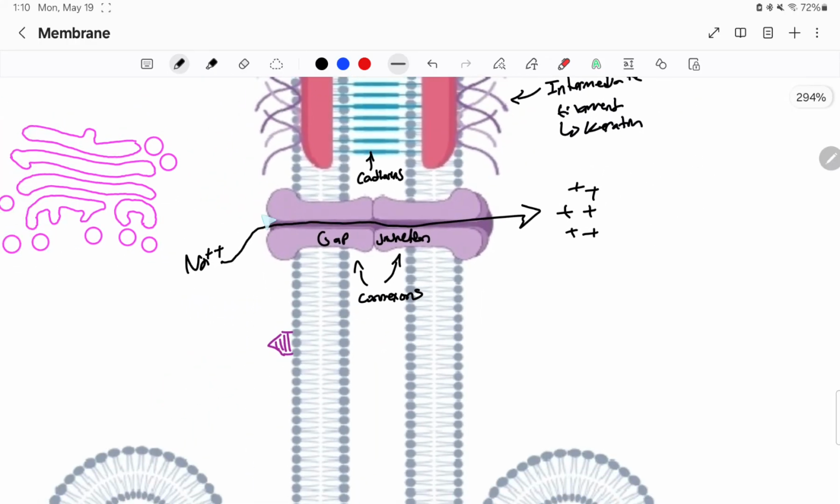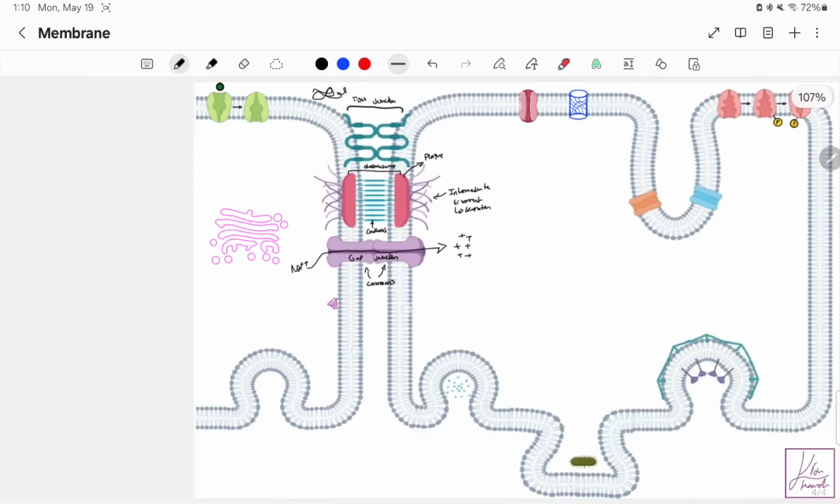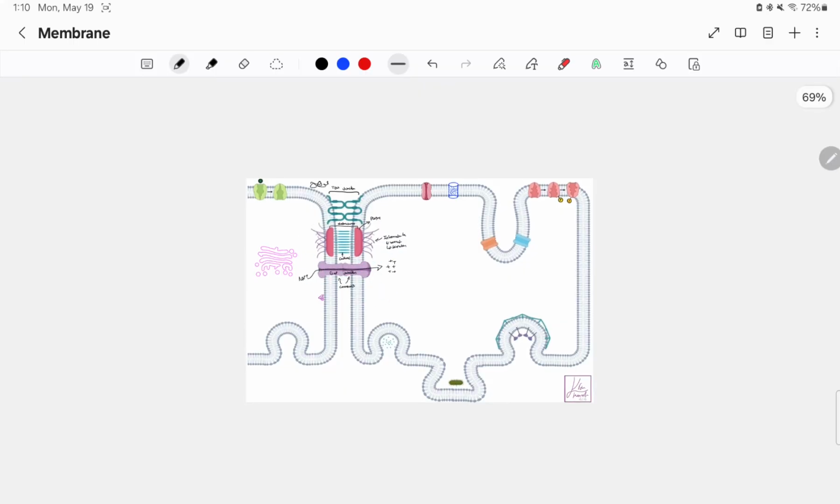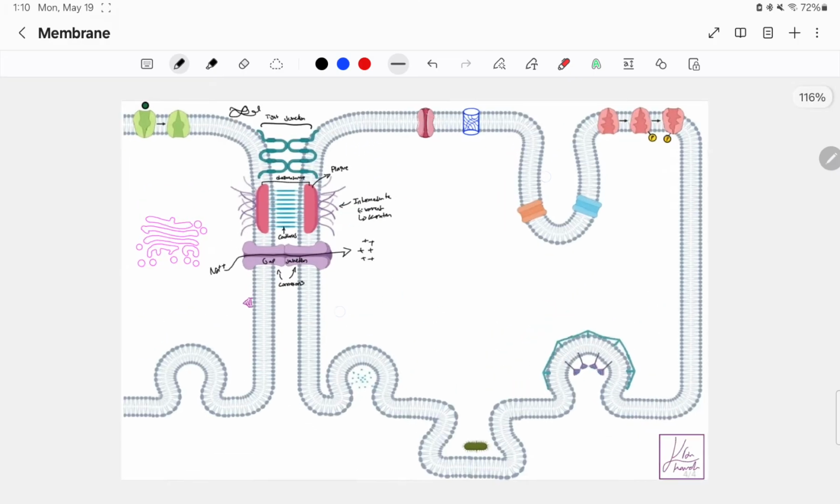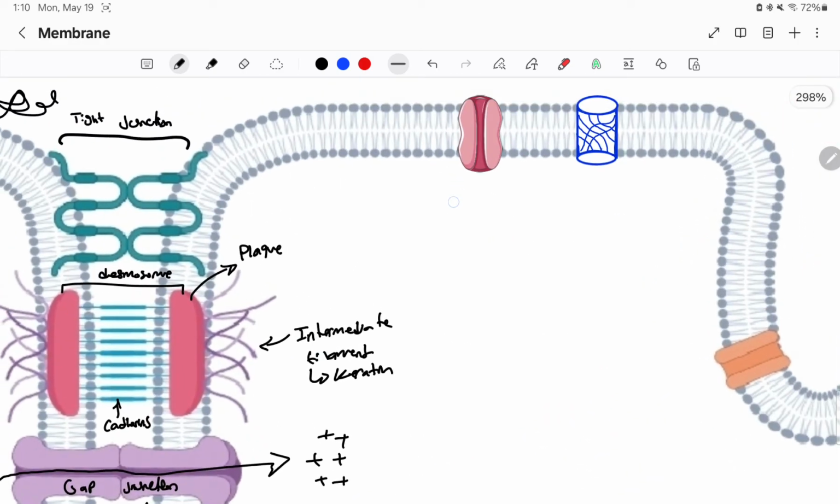Alrighty, but again, they just form this small water-filled pore that allows for small ions to pass through. That's it, okay? So these are your junctions. Okay, now that we talked about all this, we can go ahead and talk about all of our actual forms of membrane transport, okay?